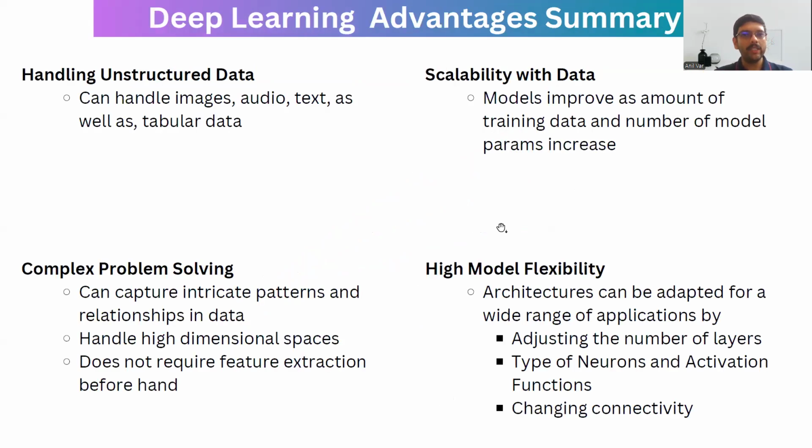Okay, so a quick look at the advantages. We already discussed one, which is the ability to handle scale. Another advantage of a deep learning model is that with the same basic principle of a neural network, you can handle a number of different types of data, including unstructured data. So you can handle images, you can handle audio, you can handle text, right?